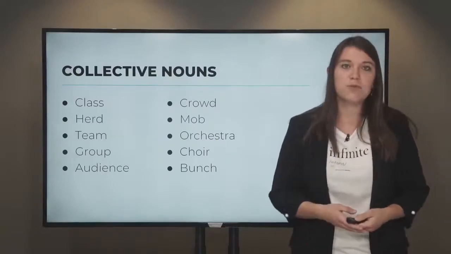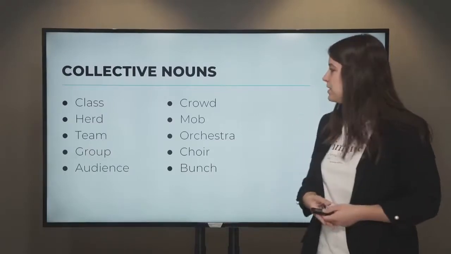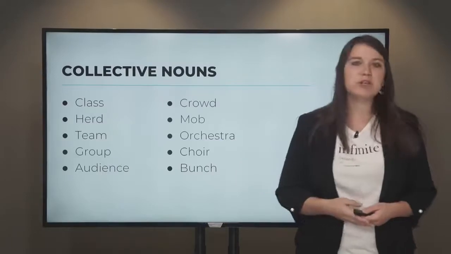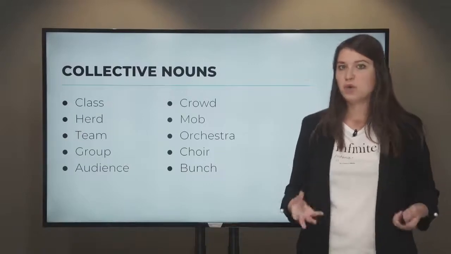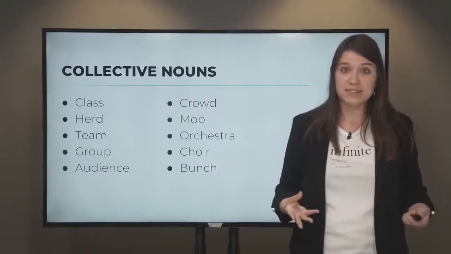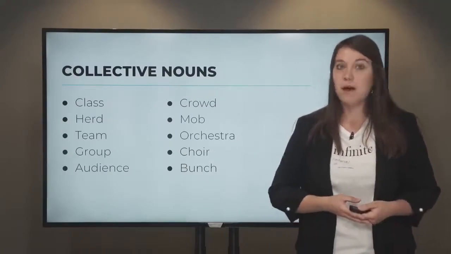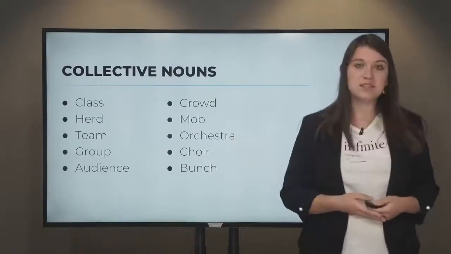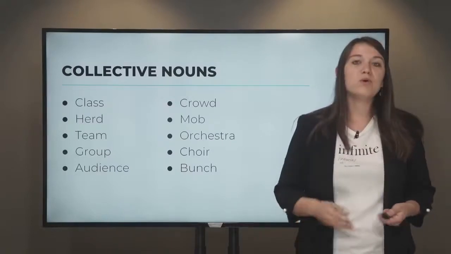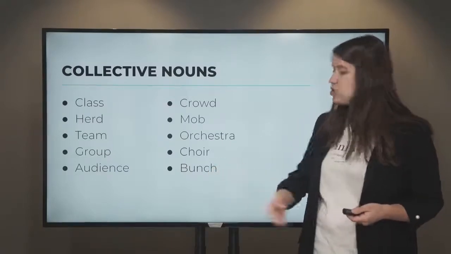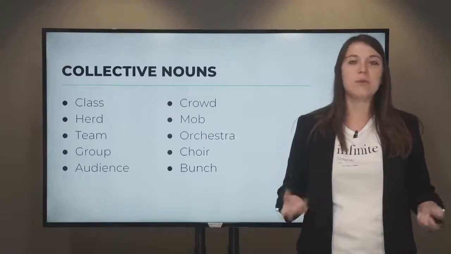An audience is a group of people who are watching some sort of event like a concert or something like that. A crowd is similar to audience, but sometimes this has a negative connotation. It can mean a group of people who are gathered together, maybe they're protesting. A mob as well. If people are angry, then you could consider them to be a mob. An orchestra is a group of people who play musical instruments. A choir is a group of people who sing together. And a bunch can be used both for people or for fruits, like for example, a bunch of grapes.